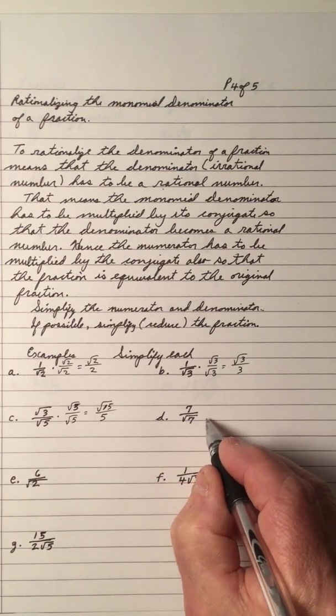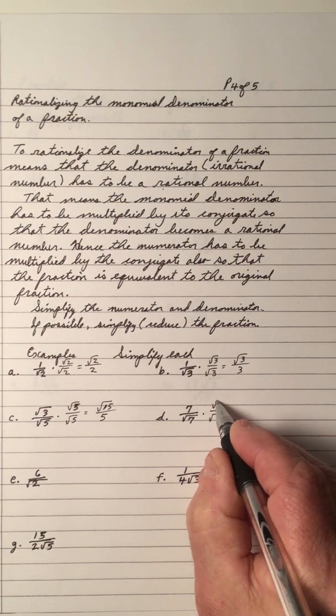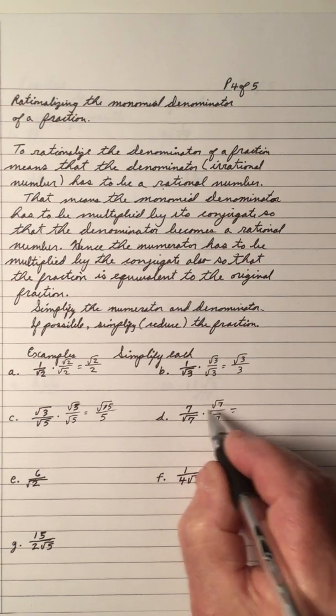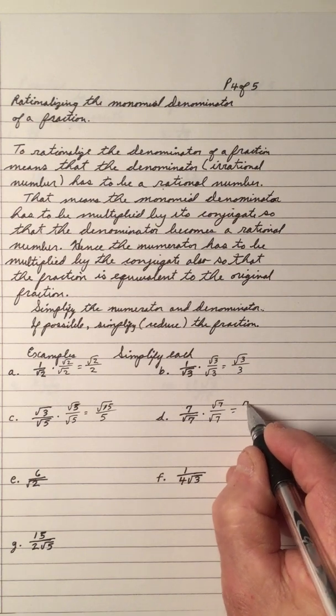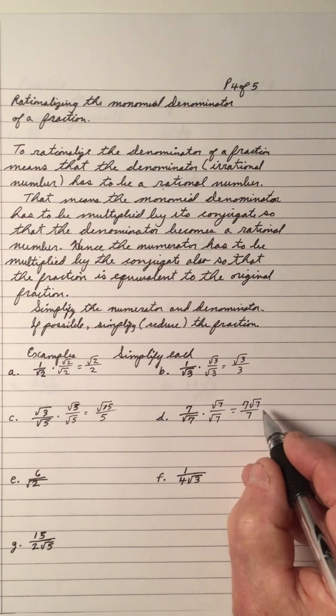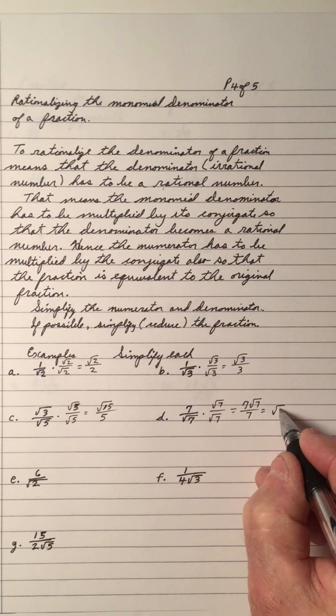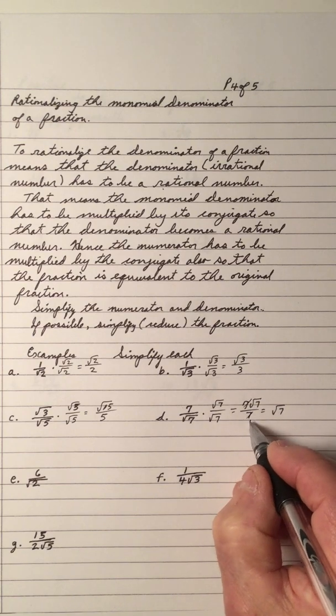The conjugate of root 7 is root 7. And we put root 7 on the top to balance it. 7 times root 7 is 7 root 7. Root 7 times root 7 is 7. And notice that 7 divided by 7 cancels out just to give you root 7. They cancel out, 1, 1.